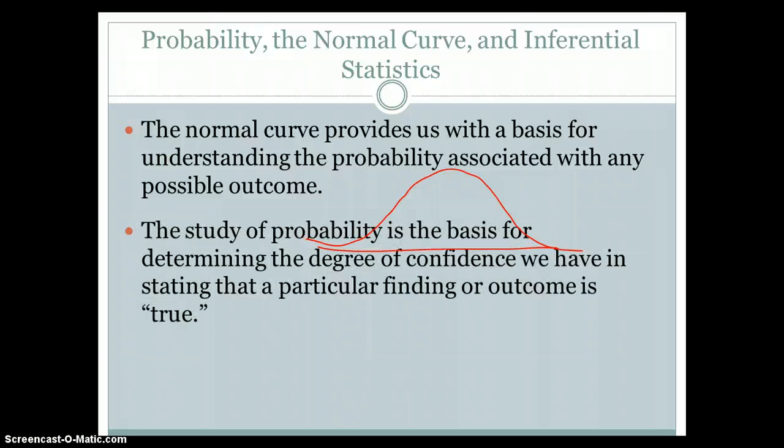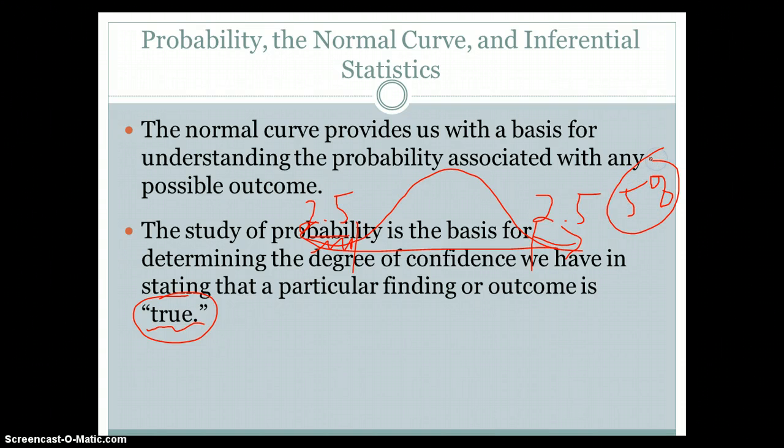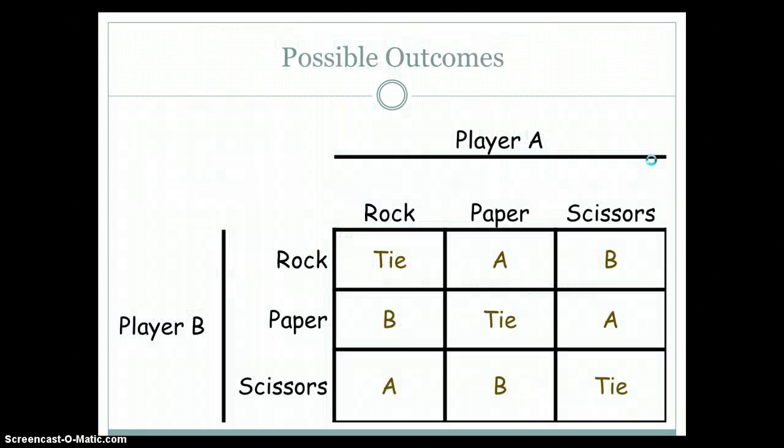And the study of probability is the basis for determining our degree of confidence that we have in stating that a particular finding or outcome is true, or at least is supported by the data. I'm a little wary of using the word true. We're usually trying to say that it falls on these extreme tails of our distribution, right? If we can limit it to the 2.5% chance that it's on either end, which would add up to be 5% total, right? Then we feel pretty confident.